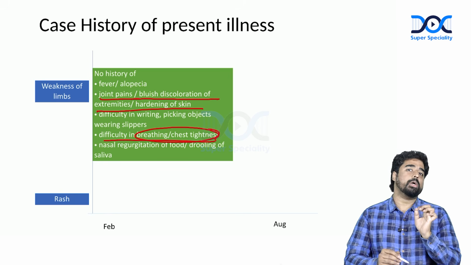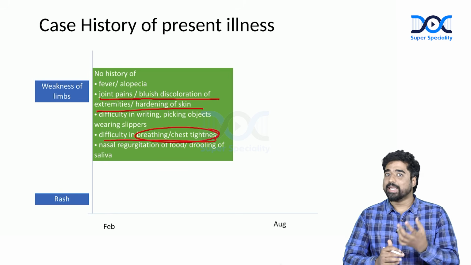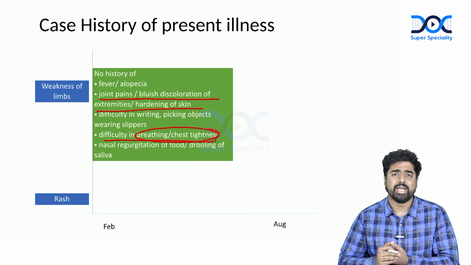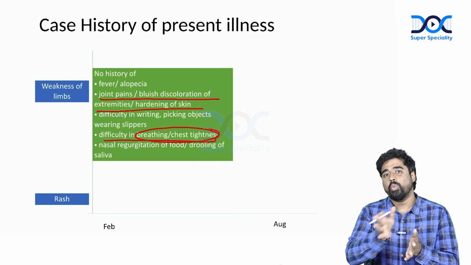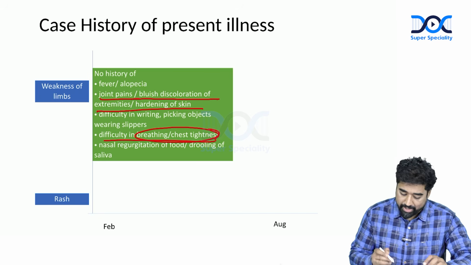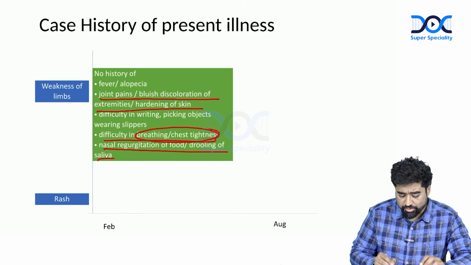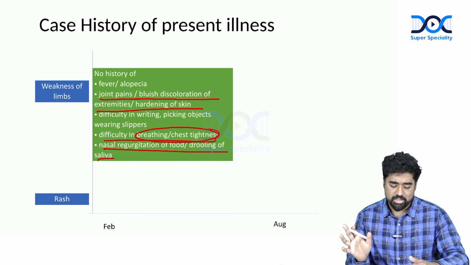Very, very important, because remember, ILD can happen in children, can happen in juvenile dermatomyositis, but it's less common when you compare it to adult dermatomyositis. Nasal regurgitation of food, drooling of saliva, in this case it is not there.